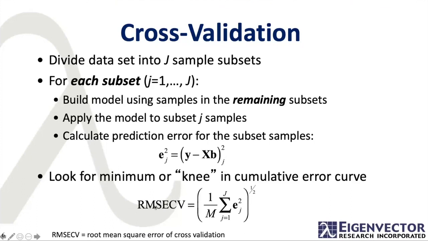way to report that in continuous regression models is the root mean square error of cross-validation. So that's just the sum of all of the squared errors divided by the number of samples, and then the square root of that. So the real common one is RMSECV in regression models. And if it's a classification model, of course, then it would be a classification error rate, for instance.